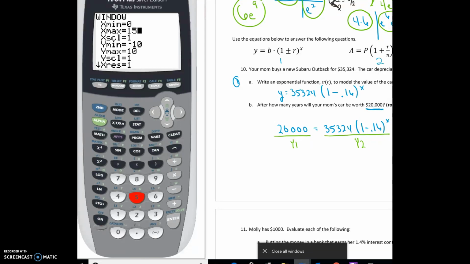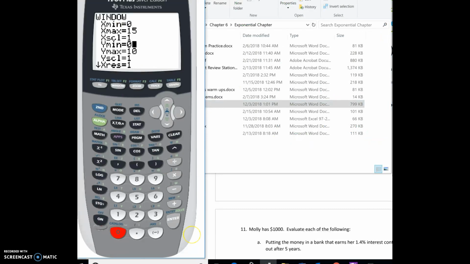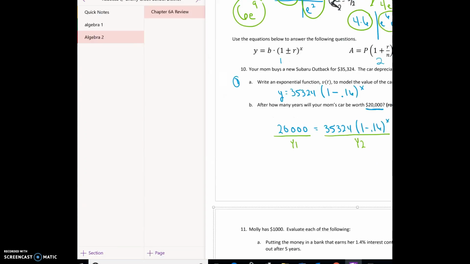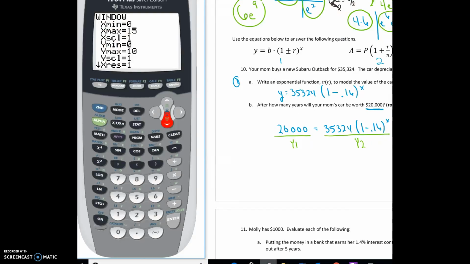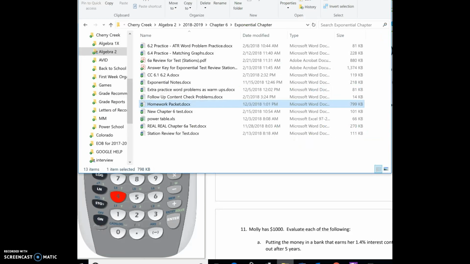I don't know why this isn't moving, just one moment. So now I'm on my Y min. The least amount the car will ever be is 0, and the most the car will ever be is that original price of the car, which was $35,324. So that's what I'll put in now. 35324. Okay, so now I'm going to hit graph.